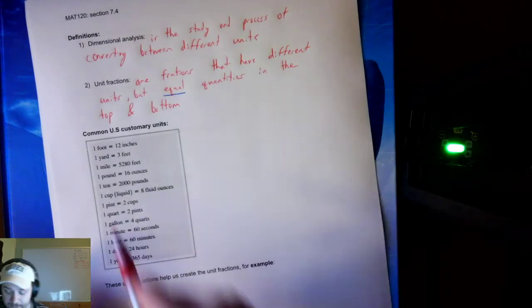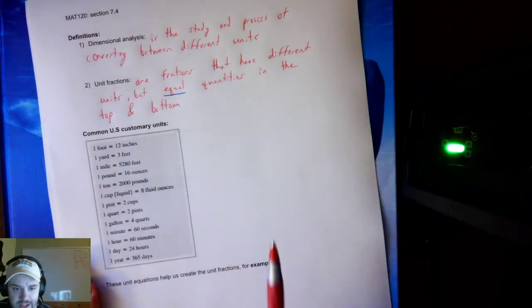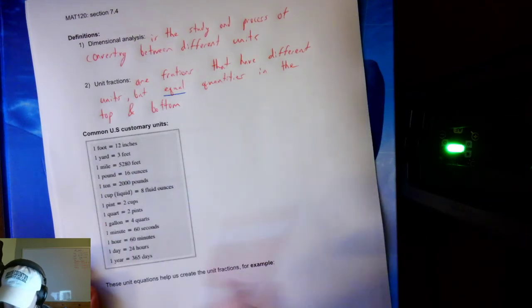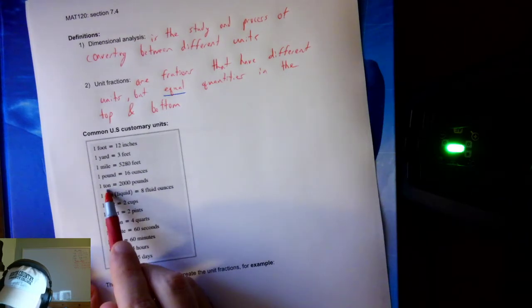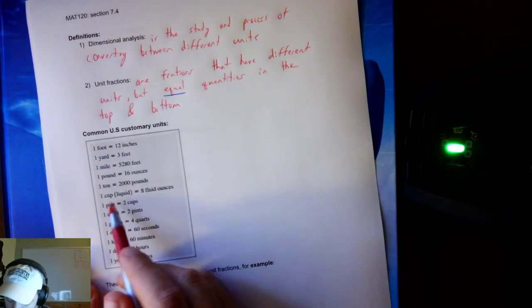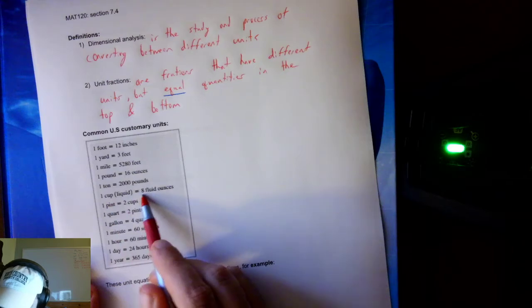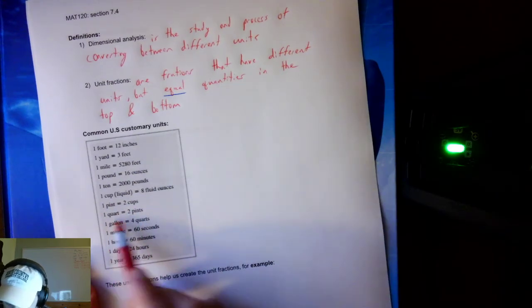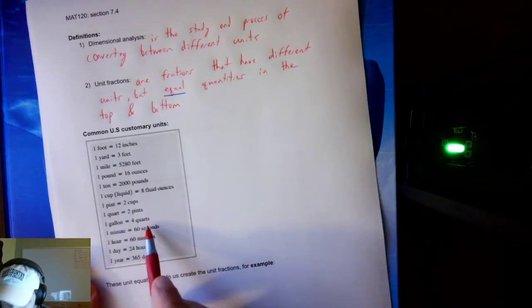And let's look at some common units that are the same. 1 foot is 12 inches. 1 yard is 3 feet. 1 mile is 5,280 feet. 1 pound is 16 ounces. 1 ton is 2,000 pounds. 1 cup is 8 fluid ounces. 1 pint is 2 cups. A quart is 2 pints. A gallon is 4 quarts.